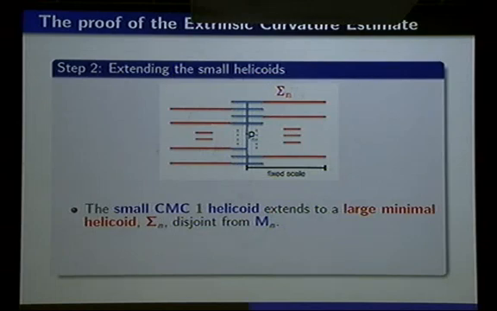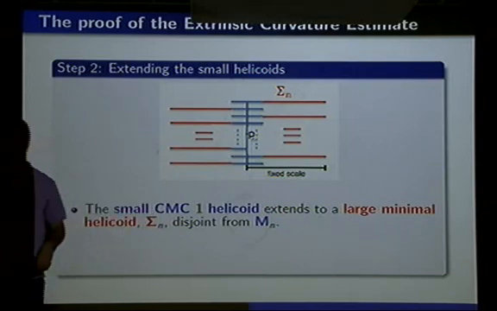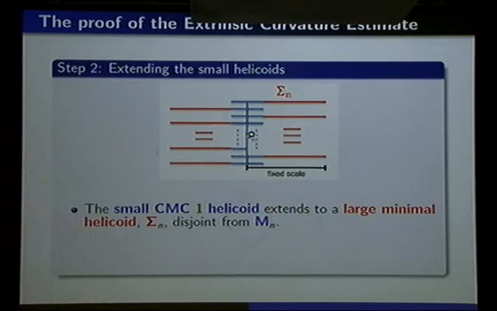So we have this small CMC1 helicoid, and we can attach to it a large minimal helicoid. Large meaning it extends on a fixed scale. And this minimal helicoid is disjoint from our CMC surface. You can imagine this small helicoid forming, and you can imagine this sheet extending, but not as a CMC surface, rather as a minimal surface.